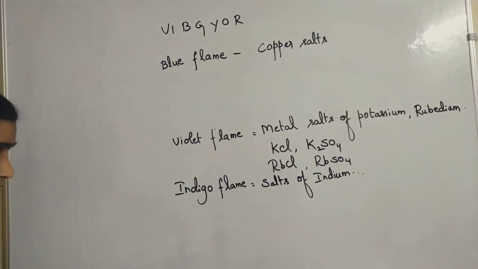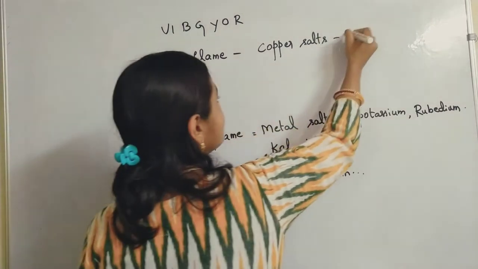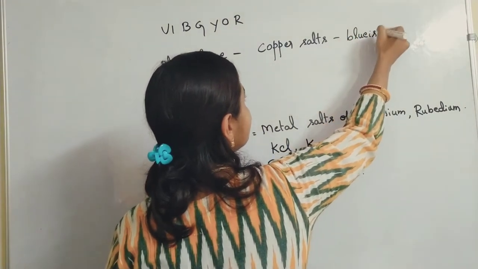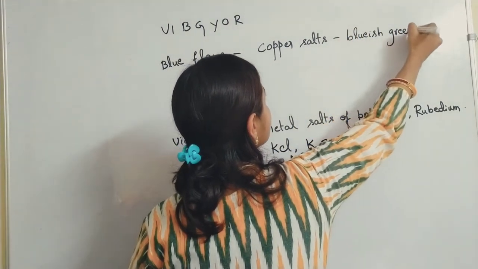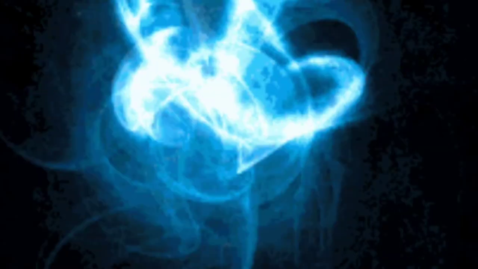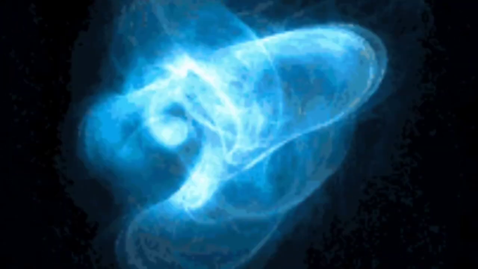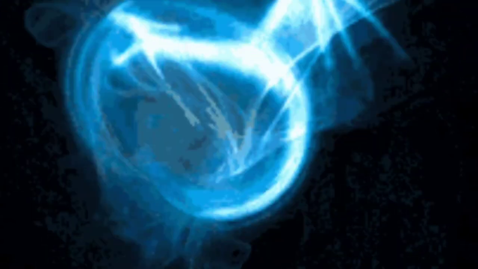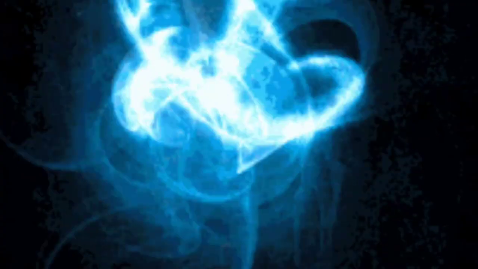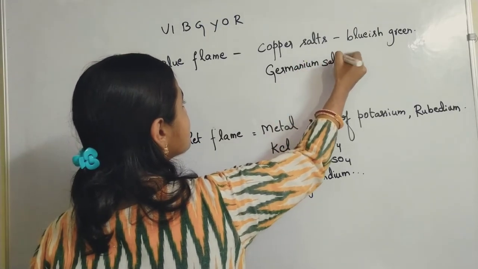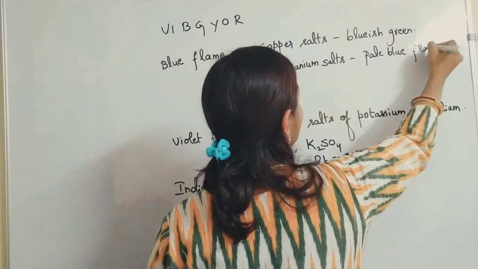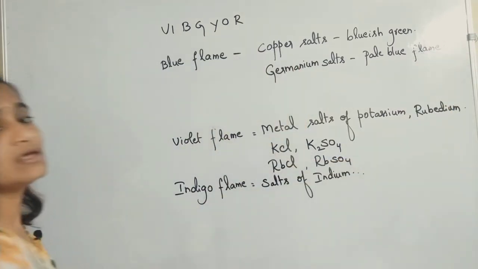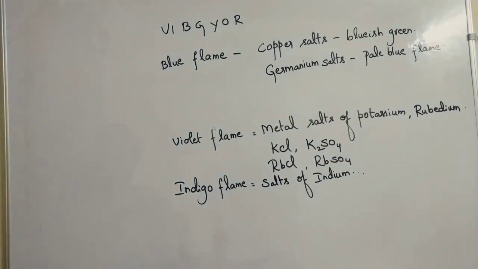See here, colors are also there. Copper salts mostly give you a bluish green flame. You can see in the pictures. And then salts of germanium will give you a pale blue color flame. You can see in the pictures which I am keeping in the middle.